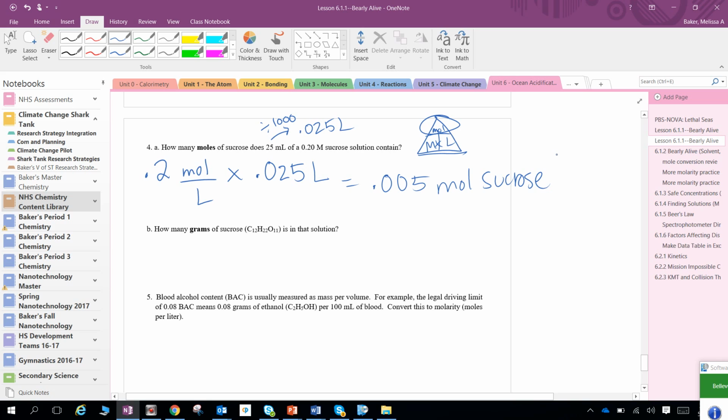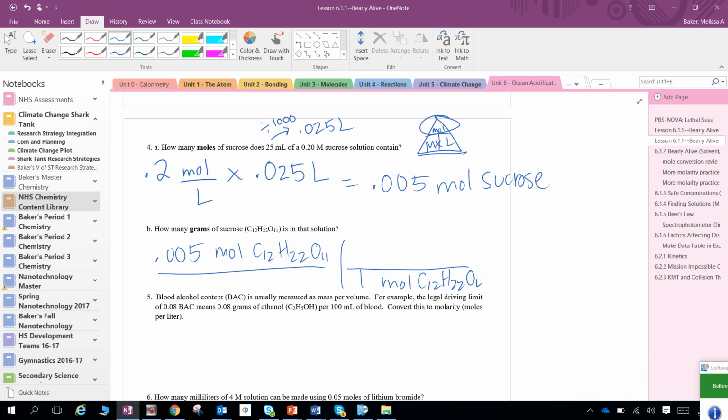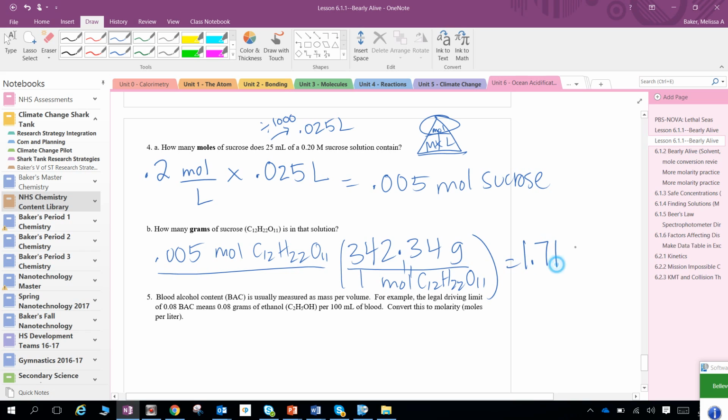Part B says, how many grams is that? So 0.005 moles of C12H22O11. I've got to figure out, well, how much does 1 mole weigh? And I don't even have close to 1 mole, so I'm going to be multiplying by that fraction amount, 0.005. So I've got to add this up from the periodic table, and it adds to 342.34 grams. Multiply across the top, divide by the bottom, I get 1.71 grams of sucrose.